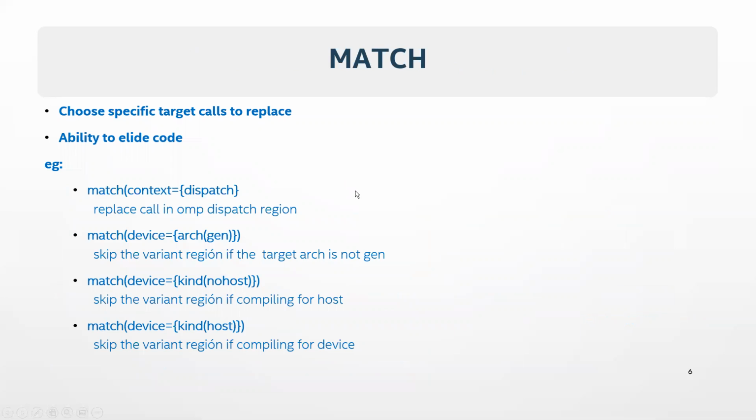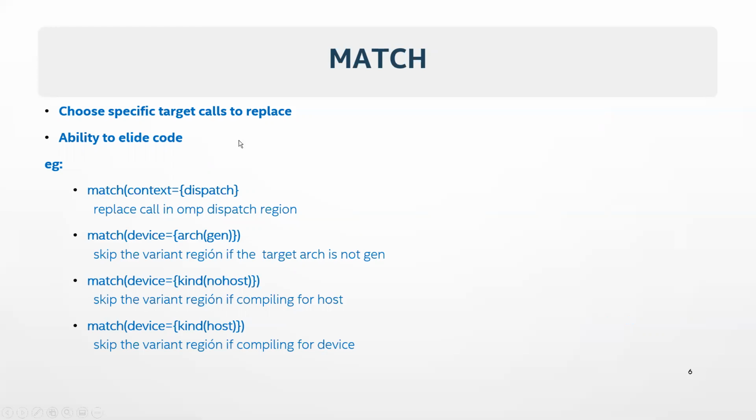Next, moving on to the match clause. The match clause gives you the ability to selectively replace the original function with the variant. The other key function is that you can write code which only your compiler can recognize, and it will be skipped by other compilers which don't recognize that code. Let's say you want to use some customized inline ASM or intrinsic, and your compiler supports it, but other compilers don't, but you want this code to be portable. You can use these match clauses to selectively elide this code for other compilers, so that only your compiler recognizes it.